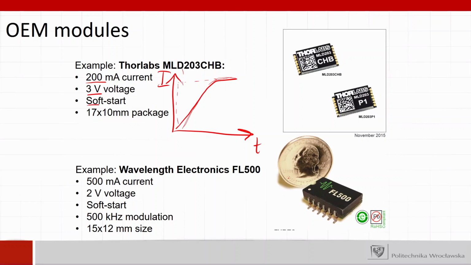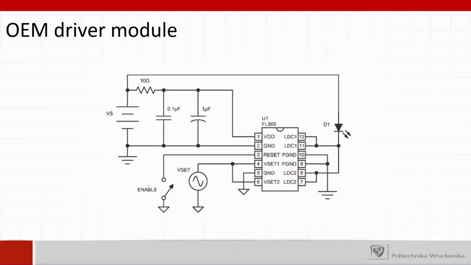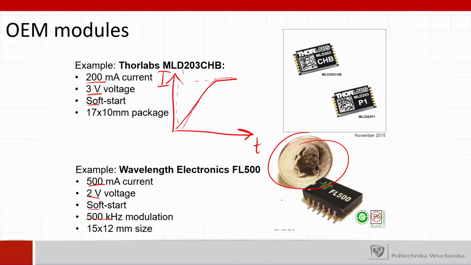Or the Wavelength Electronics FL500 is an example of a 500 milliamp chip with 2 volts, also with soft start, and it also enables amplitude modulation of the current. This is miniaturized, as you can see. What you need is to connect some capacitors and resistors around, connect the voltage and connect the diode, and that's all to make the driver. The cost of this is maybe $50 US dollars, of course.